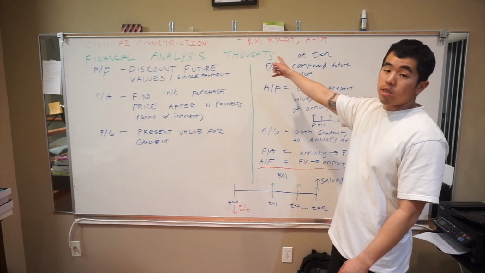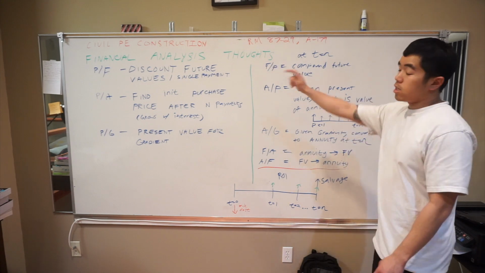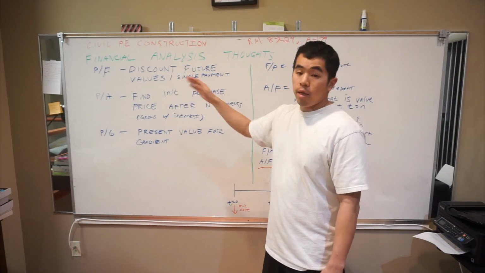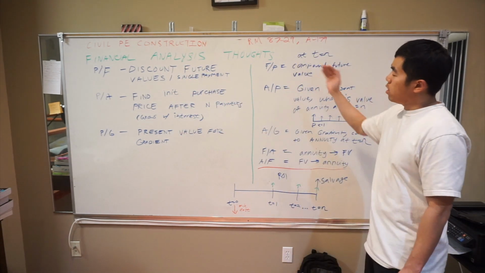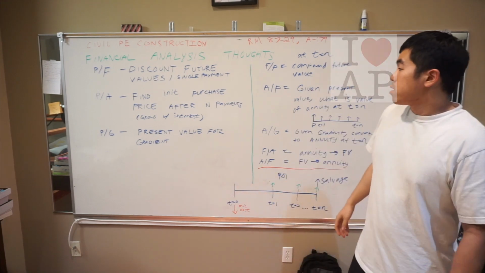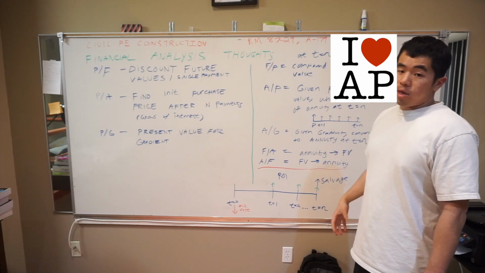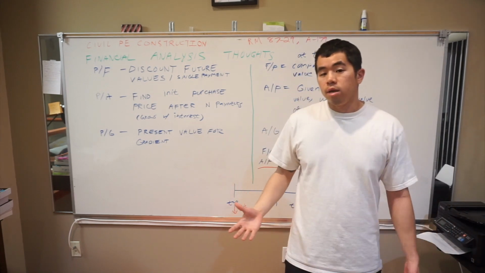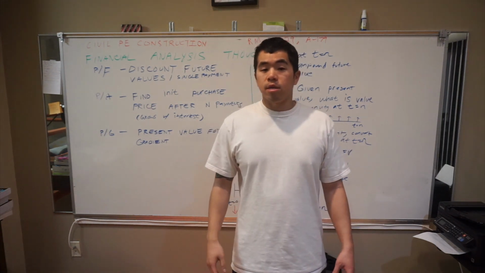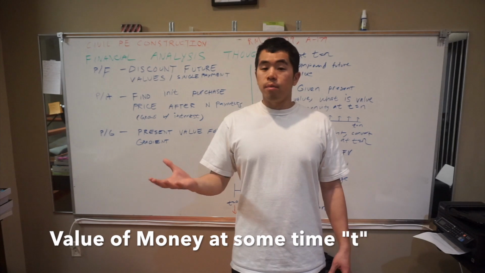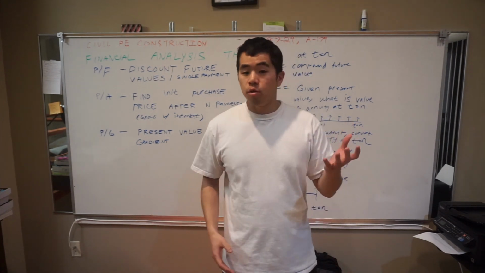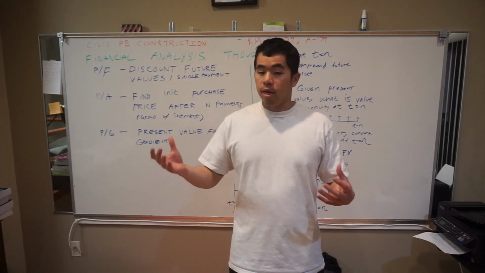Financial analysis: thoughts on what these discount rates all mean. P/F, P/A, P/G, F/P, F/A, A/P, A/G. What does that all even mean? So basically, in financial analysis, what you want to remember is the time value of money. And basically what that means is you have cash, but when do you spend it? And is it making you money or is it losing you money? That's the whole idea of this analysis.